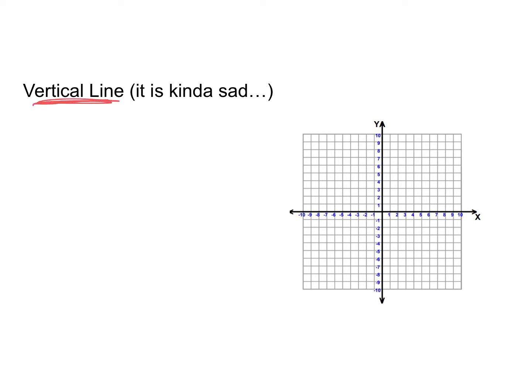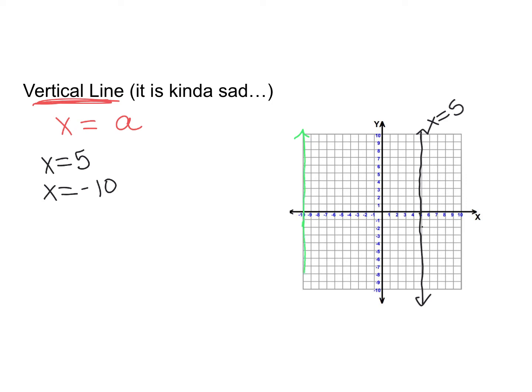A vertical line is when we have the form x equals a number. So a horizontal line looks like this, and it's y equals. A vertical line will be x equals, and it can be whatever number, as long as, of course, it's a real number. So I could have like x equals 5, and that would just be a vertical line at 5 crossing through the x-axis. So this would be the line x equals 5. If it was x equals -10, then that line would be way over here, and it would look like this.